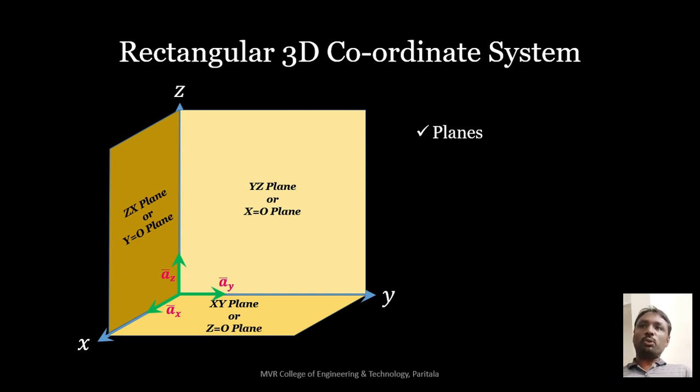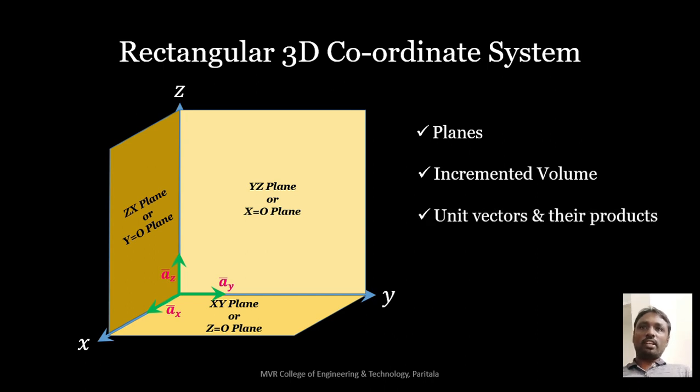So what we need to know in a rectangular 3D coordinate system: incremented volume, unit vectors and their products, conversions, and maximum limits. So these 5 things we have to know if we want to know about a 3D coordinate system. Now we have discussed the plane. The next one is incremented volume.